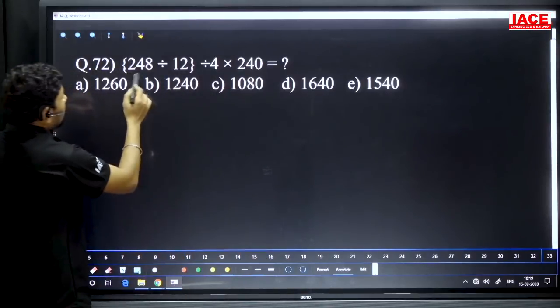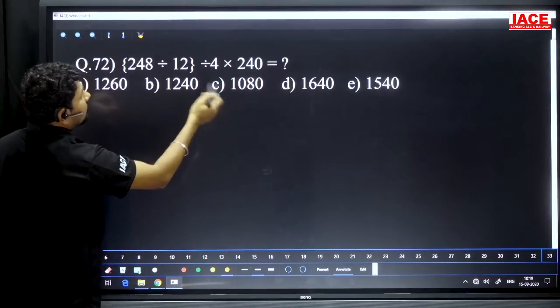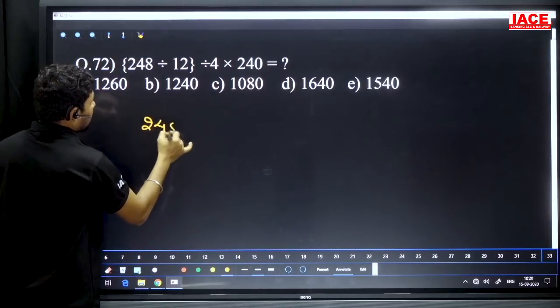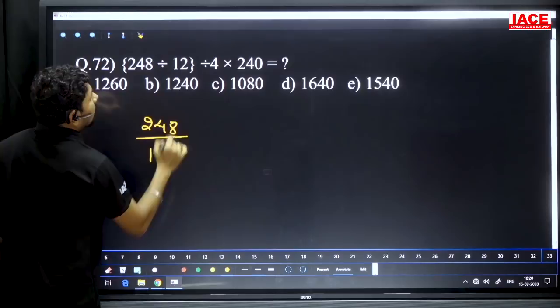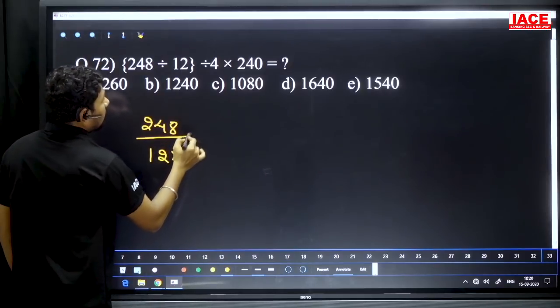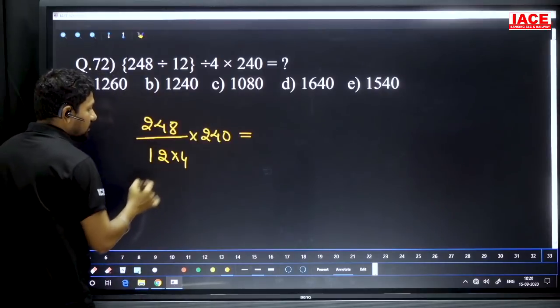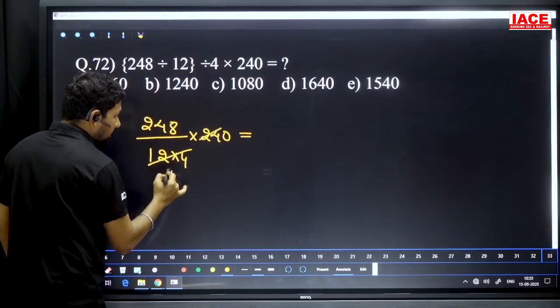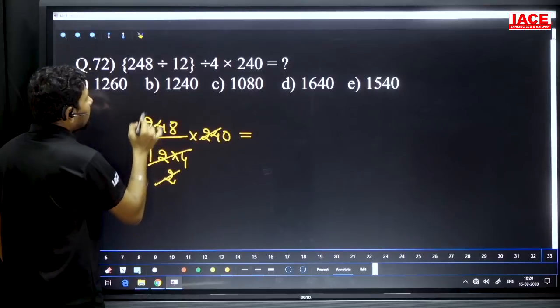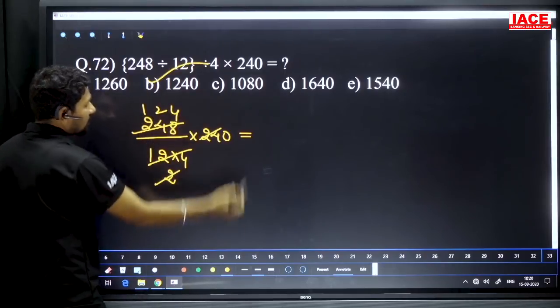Next, 248 divided by 12, and again it is divided by 4 into 240. Look at 12 4s are 48. 48 is divisible by 24, it is 2 times. And 2 how many times? 1 2 4, then 1 2 4 0. Option B.